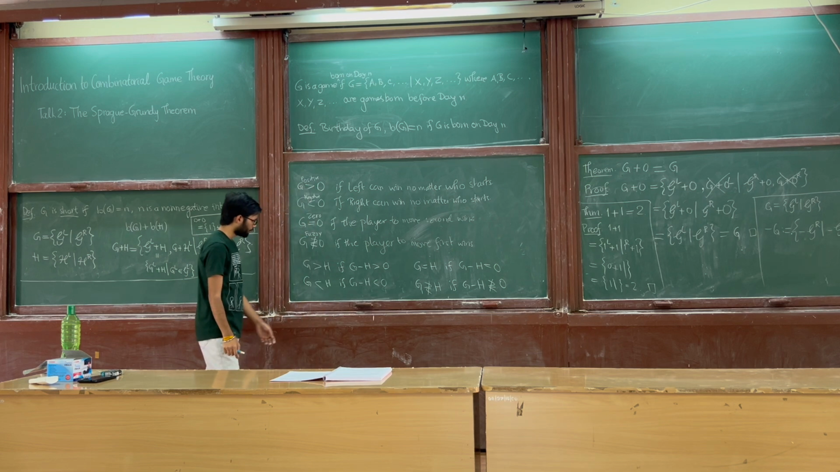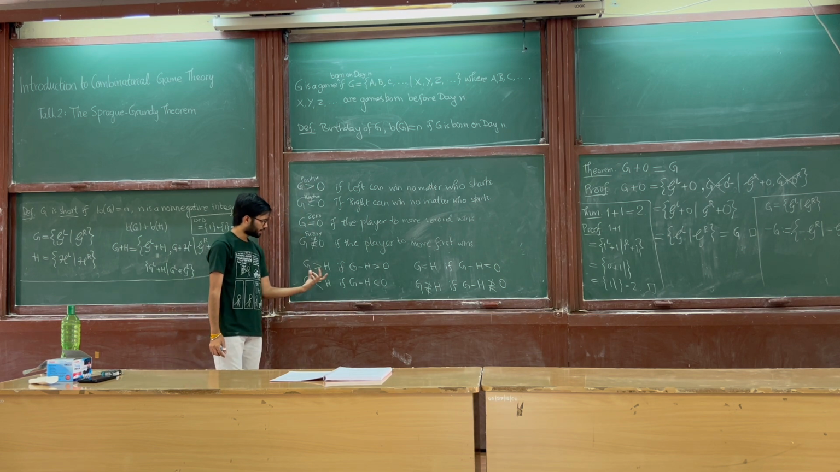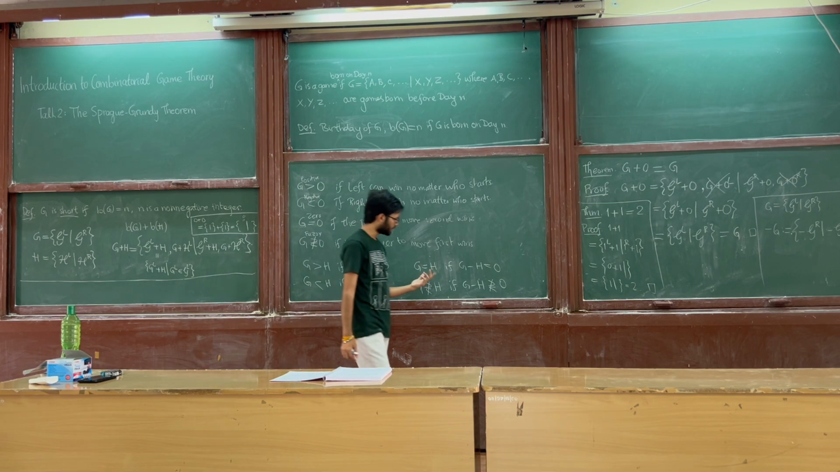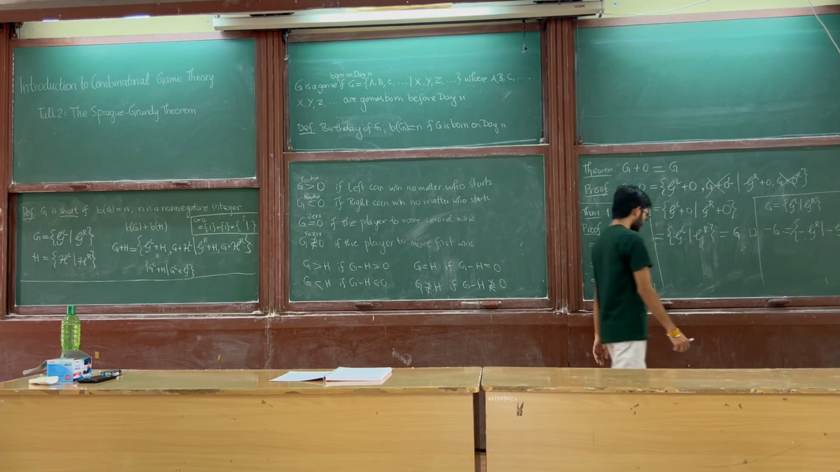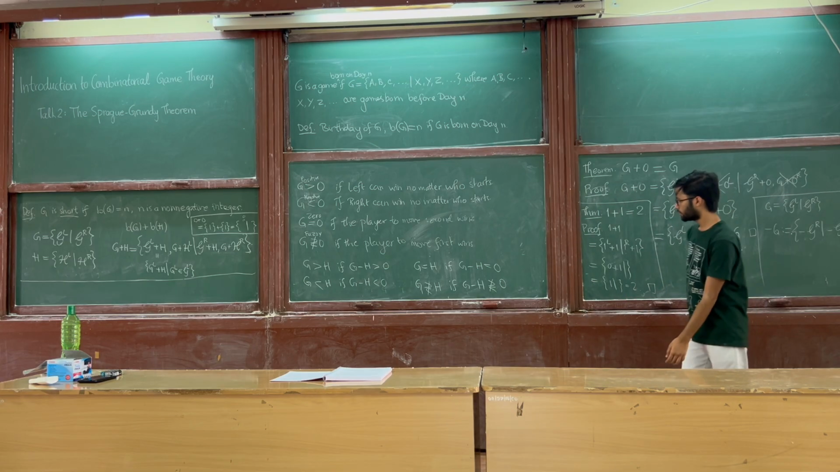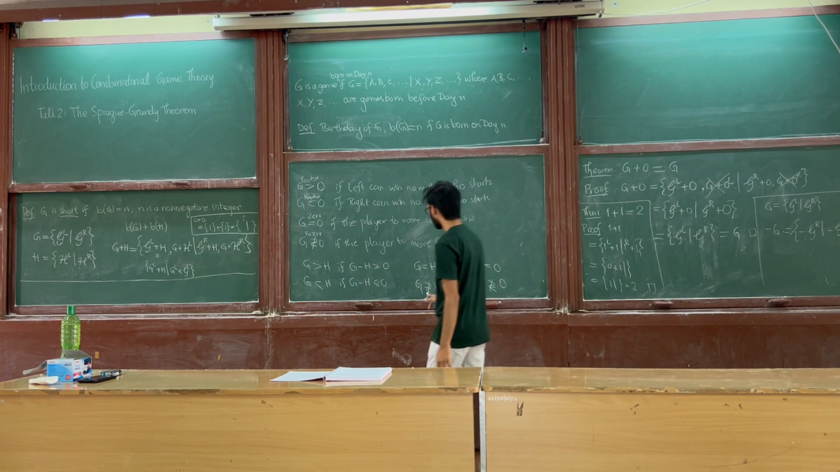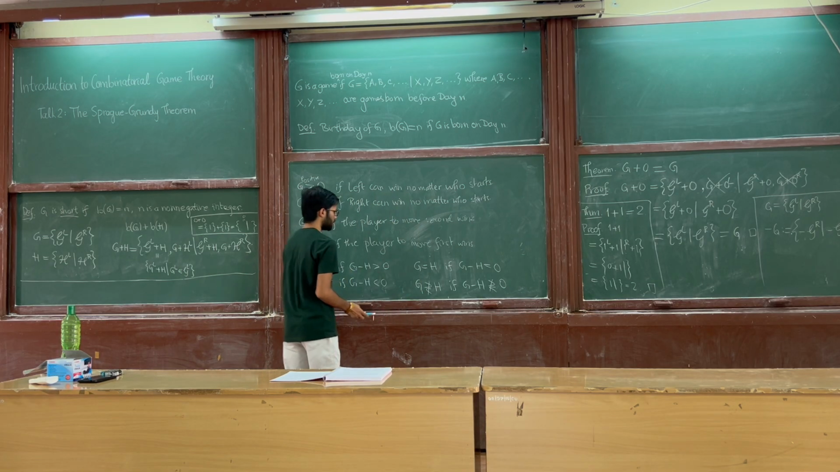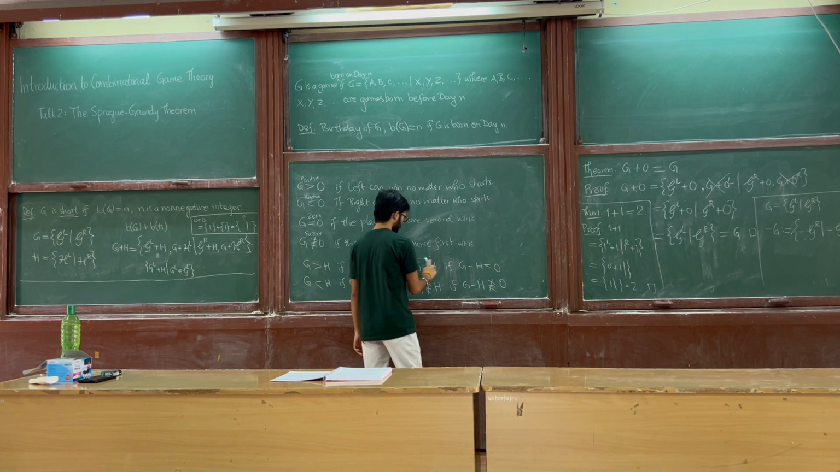So now I can compare any two games. G is bigger than H if G minus H is bigger than 0. G is smaller than H if G minus H is negative. G is equal to H if G minus H is 0. And G is confused with H if G minus H is fuzzy. Okay. And then we also have our definition of equality, sneaked in.